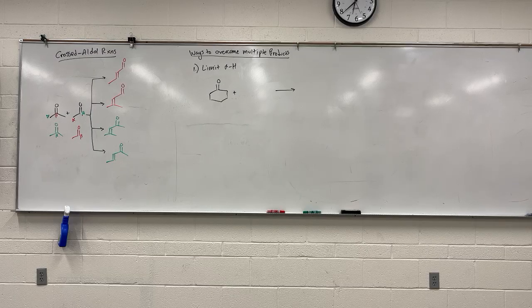Maybe give me some ideas. You don't necessarily have to jot it down, but how could I limit alpha hydrogen possibilities? Does cyclohexanone have alpha hydrogens? Definitely. Yes. So what could I react it with that would limit my alpha hydrogens to just being on cyclohexanone?